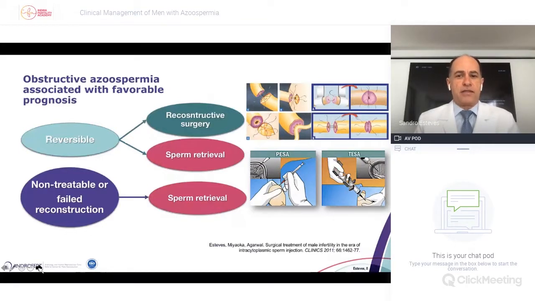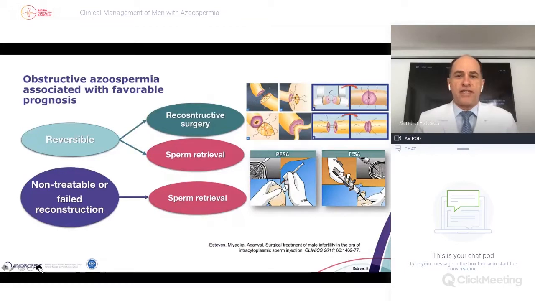We have two options then. If the condition is reversible, we might discuss with the patient the possibility of reconstructive surgery or sperm retrieval, depending on the female factors and the patient preferences. But if I have a condition which is non-treatable, like a congenital bilateral absence of the vas, or after a failed reconstruction, sperm retrieval and ICSI is the next step.